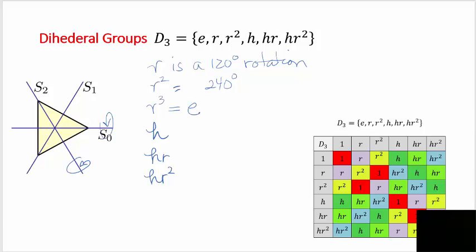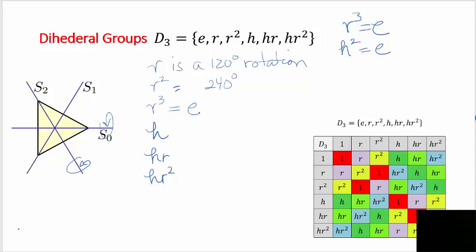The calculation rules in D3 are the following. We know that r cubed is equal to the identity. We know that h squared is equal to the identity. Just think about it. If you flip over the line S0 and then you flip again over the line S0, you've just landed the triangle back where it was. So that means that h followed by h is e.